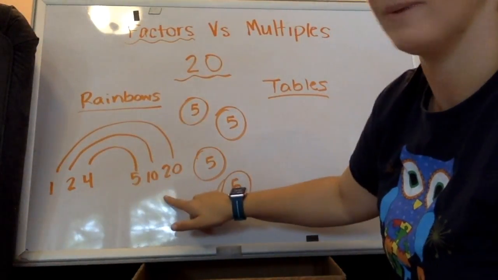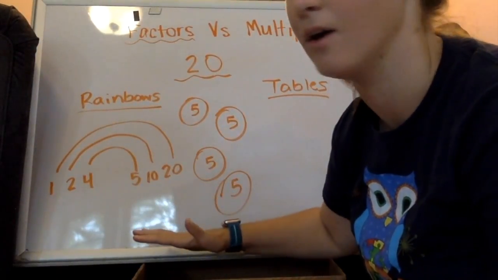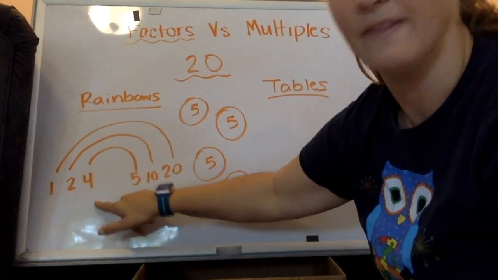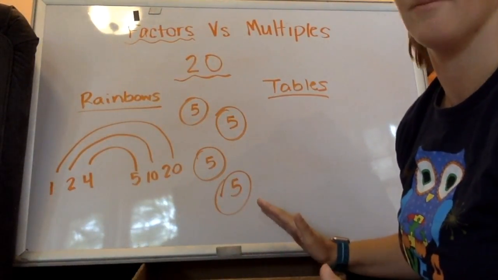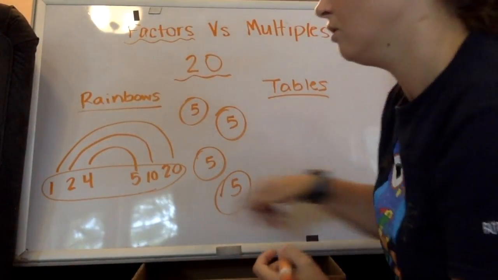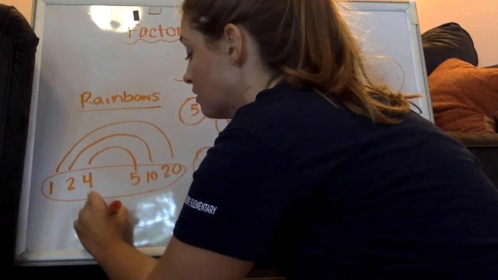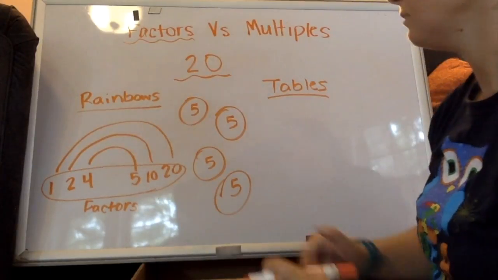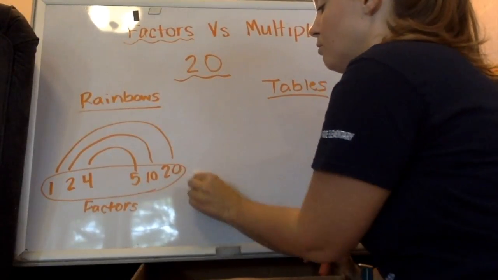So now if you notice back on our rainbow, we went from 4 and our next one's 5. So now we can stop because we already know that if I went to 5, it would then be 5 times 4. And then I would just keep going and going and going until I got all the way to 20. And we've already got all those. So we can stop. So we have all of these as our factors. 1, 2, 4, 5, 10, and 20 are all the factors of 20.